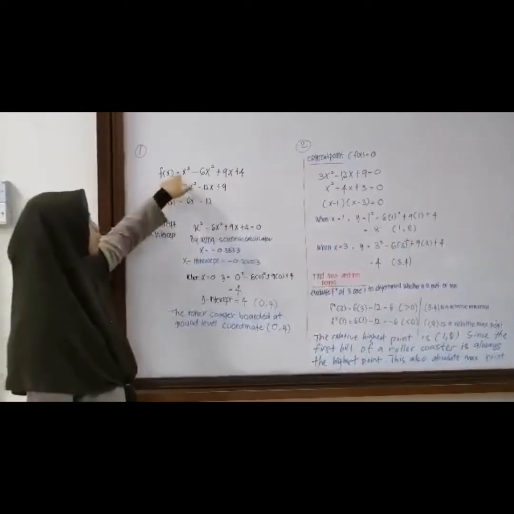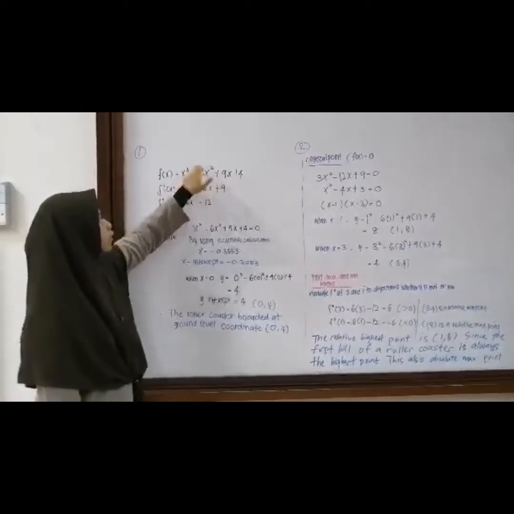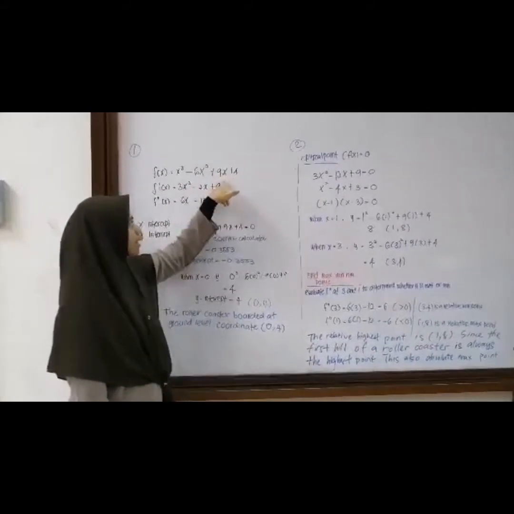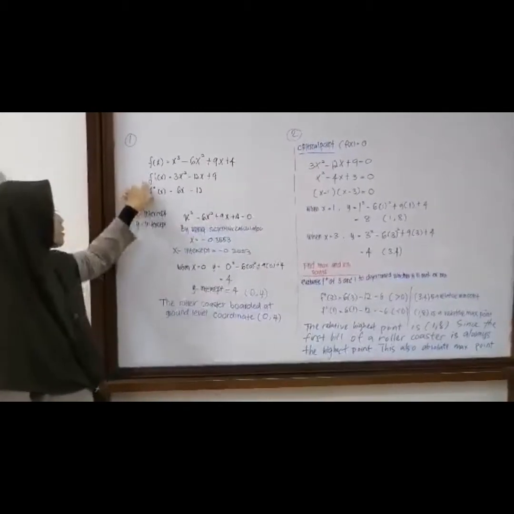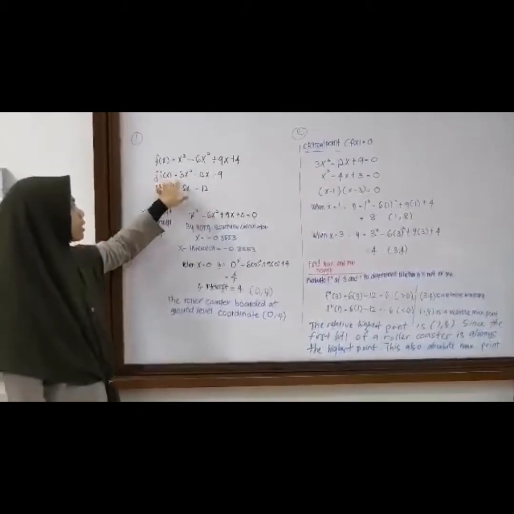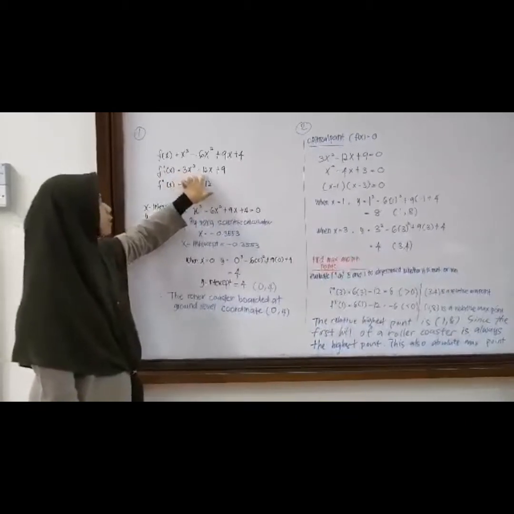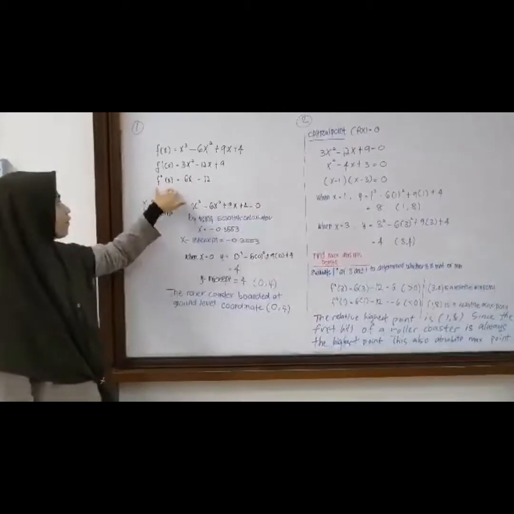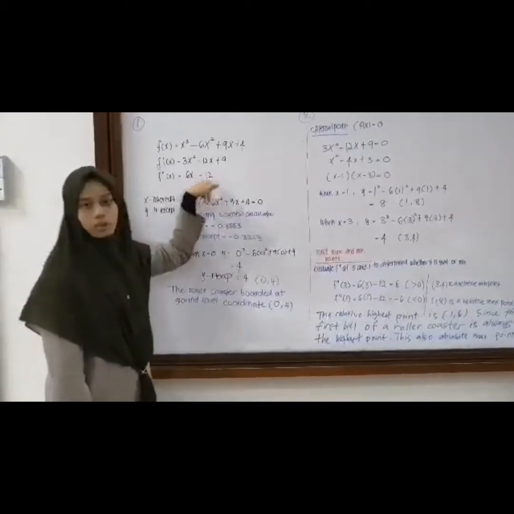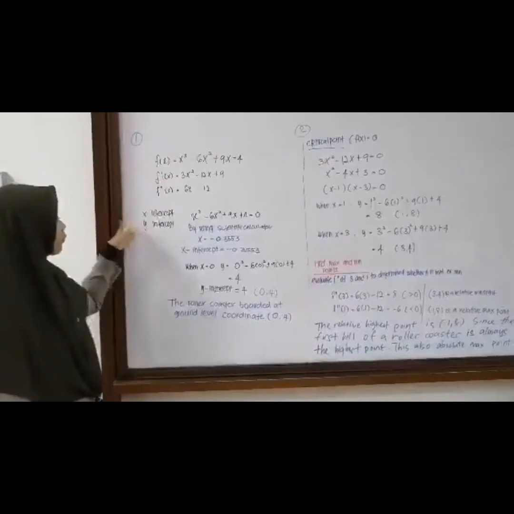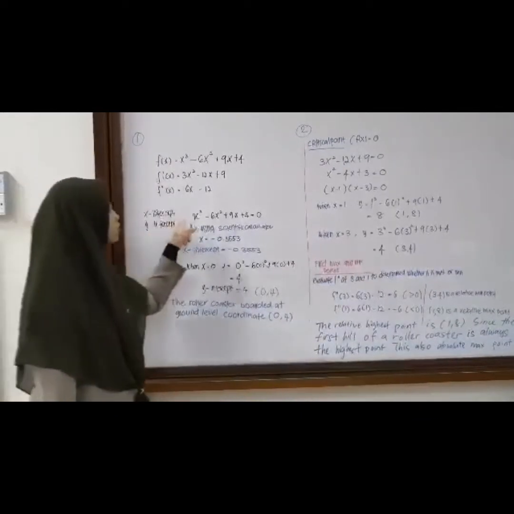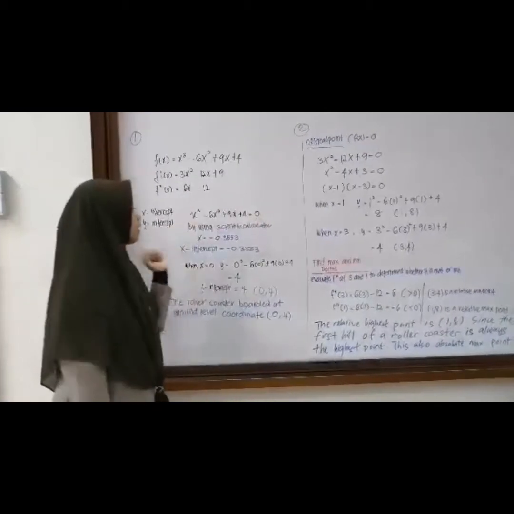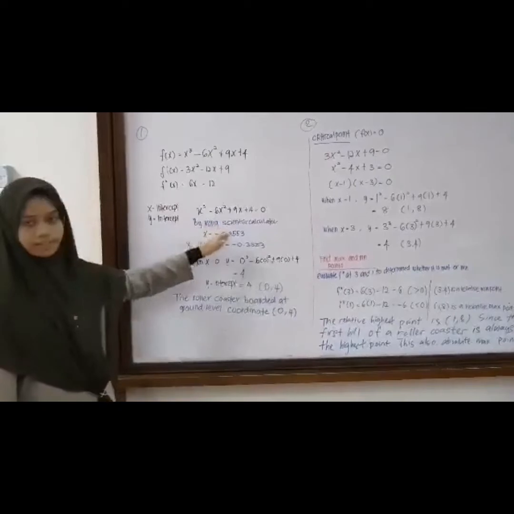The function for question 1 is x cubed minus 6x squared plus 9x plus 4. And first derivative, we will get 3x squared minus 12x plus 9. And second derivative, 6x minus 12. Okay, to find x and y intercept, we will use this equation, and we will use scientific calculator.